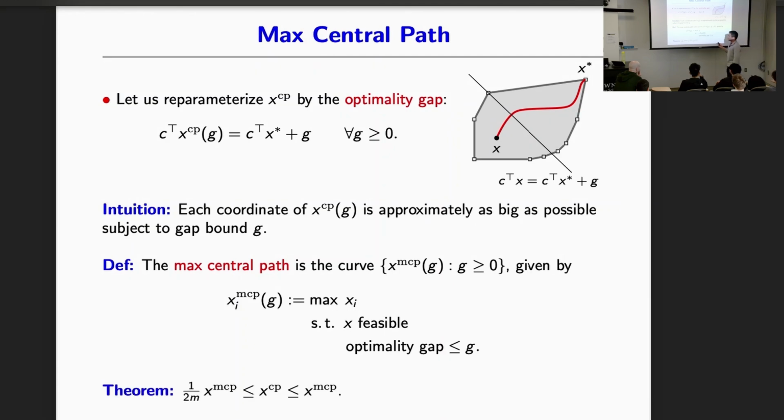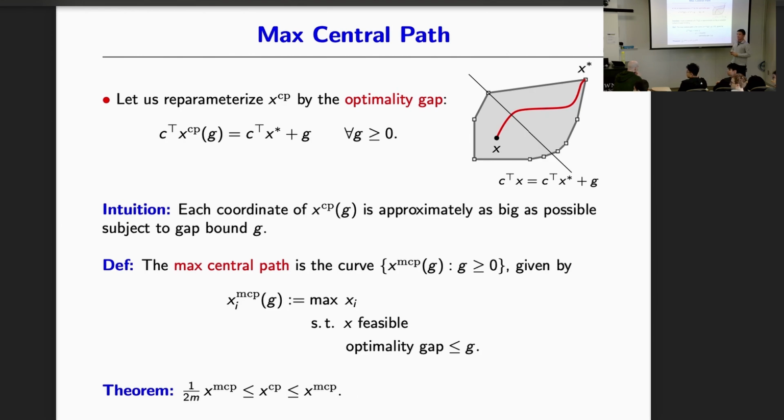Now, it turns out that the max central path characterizes the central path very well. So the central path is pointwise at most the max central path. This is by definition, because the max central path is the maximum distance you can get away, and the central path is some feasible solution that has gap at most g. On the other hand, the central path is also lower bounded by a scaled down version of the max central path. In particular, scaled down by 1 over 2m. So this theorem tells you that if you want to understand the central path, it suffices to study the max central path. Yes?